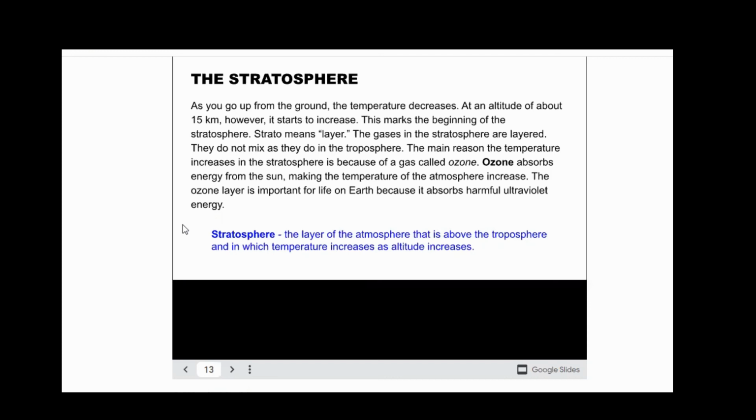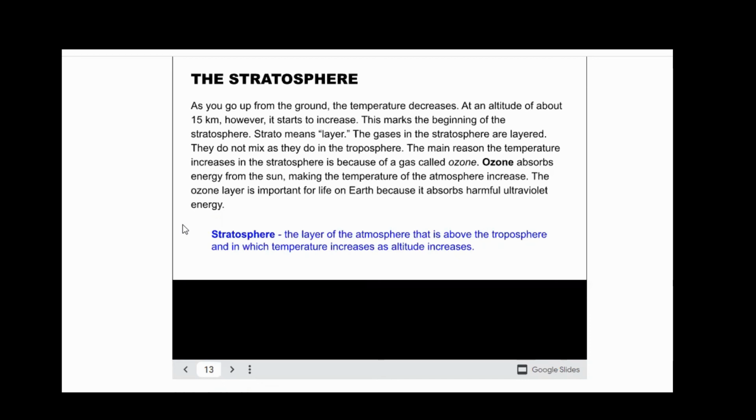Strato means layer, so inside the stratosphere, there are actually layers of gases, and they don't mix together. So down here in the troposphere, all the gases are mixed together, all intertwined. In the stratosphere, they kind of settle out and form their own little banding pattern there.